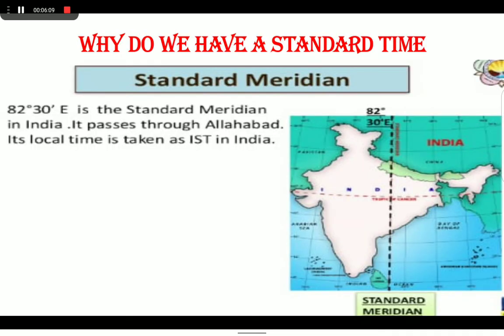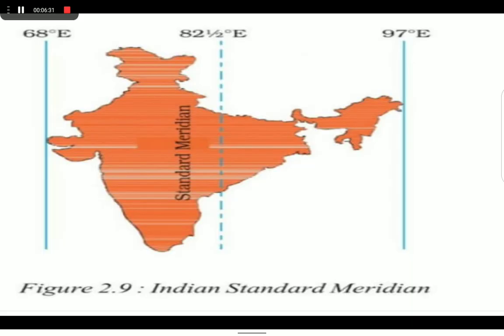So why do we have a standard time? In India, 82.5 degrees east longitude is treated as the standard meridian and taken as the standard time for the entire country. It is known as the Indian Standard Time. India is located at 82.5 degrees east of Greenwich, which means 5 hours 30 minutes ahead of Greenwich Mean Time. If it is 7:30 p.m. in India, it will be 2 p.m., or 2 p.m. noon, in London.